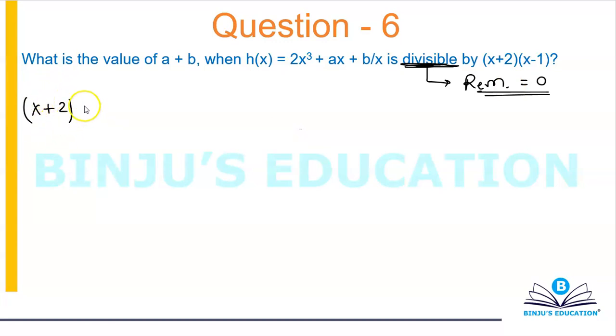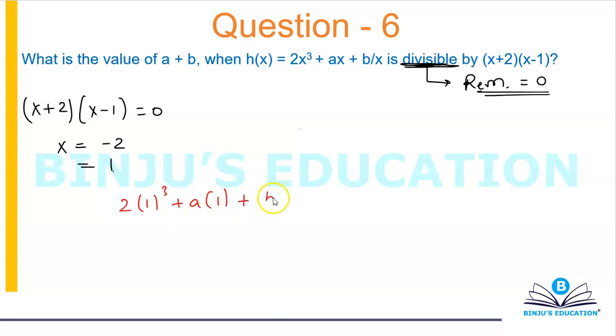So that means x plus 2 into x minus 1, put that equal to 0, you're going to get two input values, that is x is equal to negative 2 and x is equal to 1. So whether you provide x is equal to negative 2 as an input value or x is equal to 1 as an input value, your remainder is 0. So let's do that. Let's start with 1 first of all. So this is 2 into 1 cube plus a into 1 plus b by 1, this is equal to 0. So a plus b is equal to negative 2. That's the first equation.